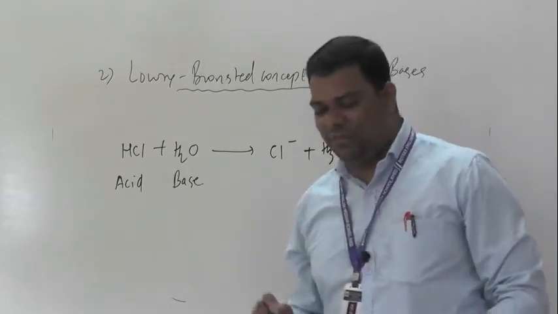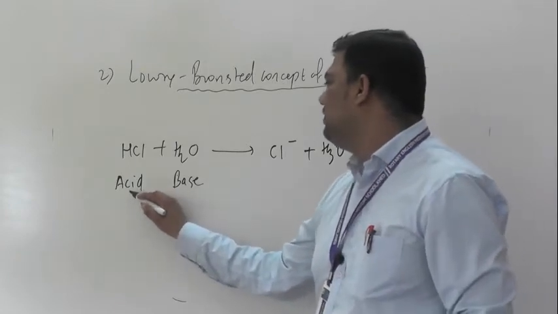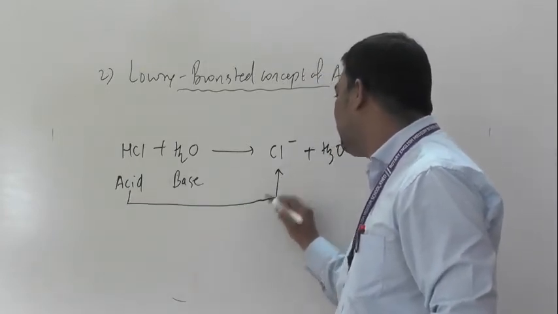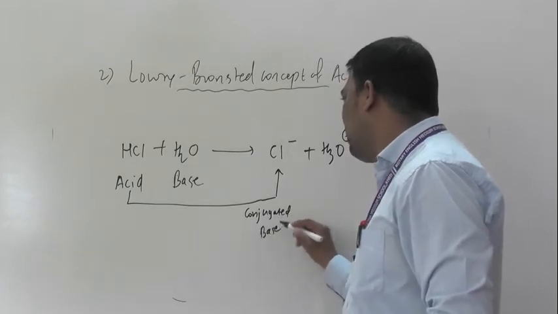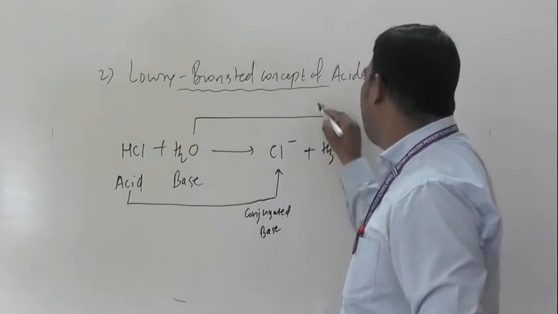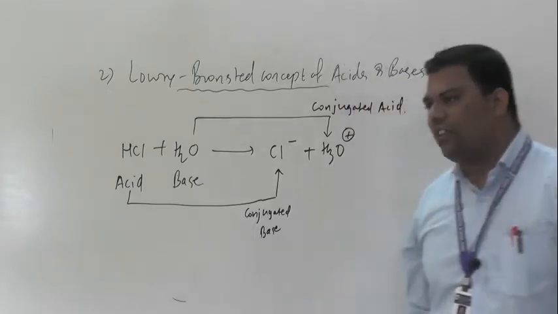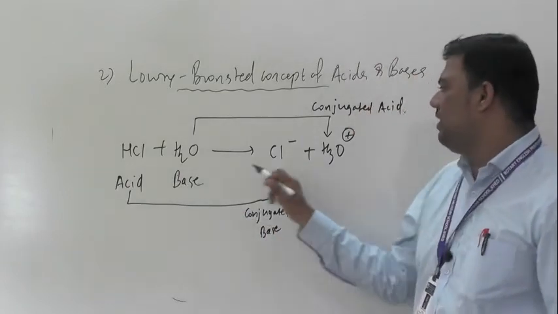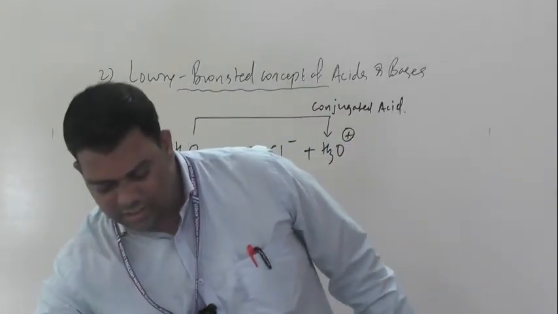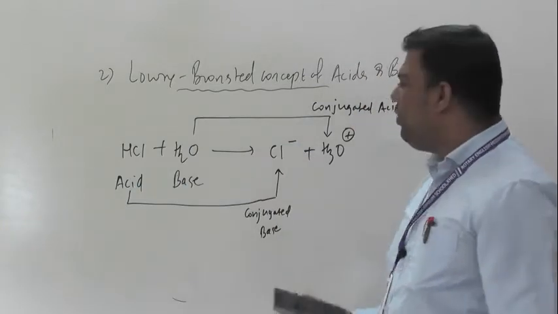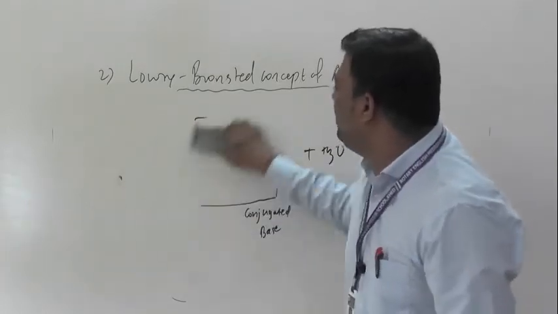Always keep in mind one of the most important concepts here. Whatever your acids are, they form conjugate bases. And the bases will form what? Conjugate acids. Keep in mind this. Whatever your acid, they form conjugate base. And base will form conjugate acid. Understood? We will see another example also. Ready for that? Understood this example clearly? We will move towards the next.